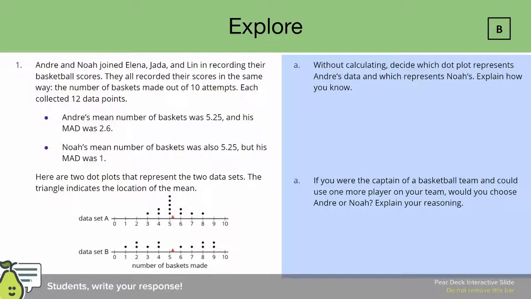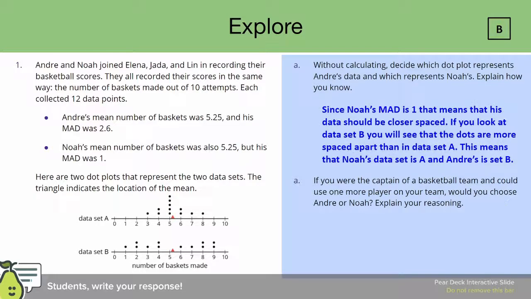Alright, welcome back. If you said that since Noah's mean absolute deviation is 1, that means that his data should be closer spaced. If you look at data set B, you will see that the dots are more spaced apart than in data set A. This means that Noah's data set is A and Andre's is set B. So let's take a closer look.